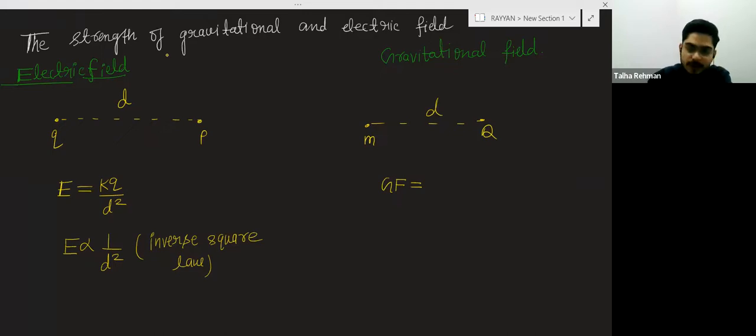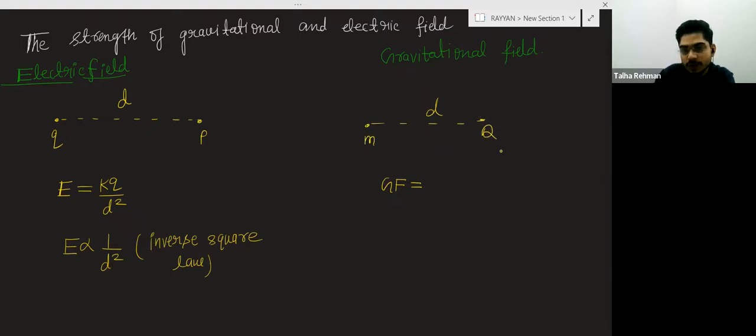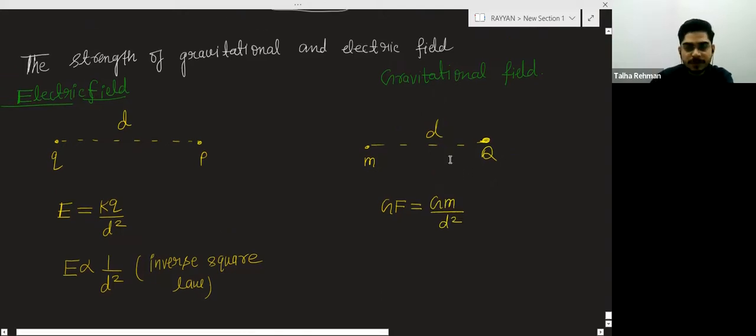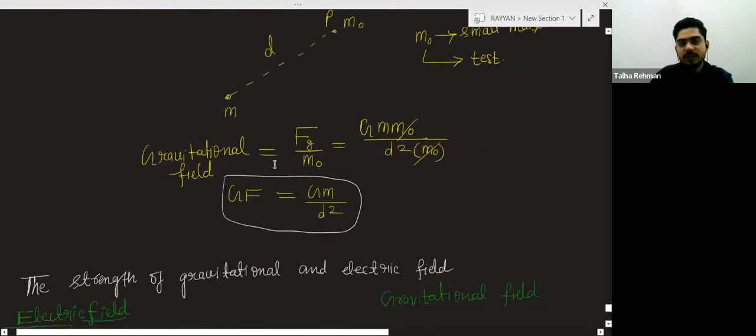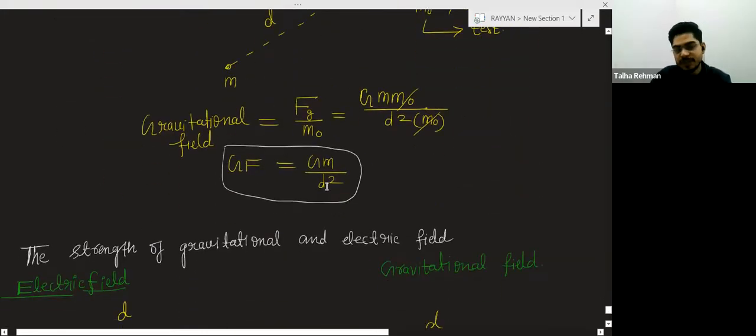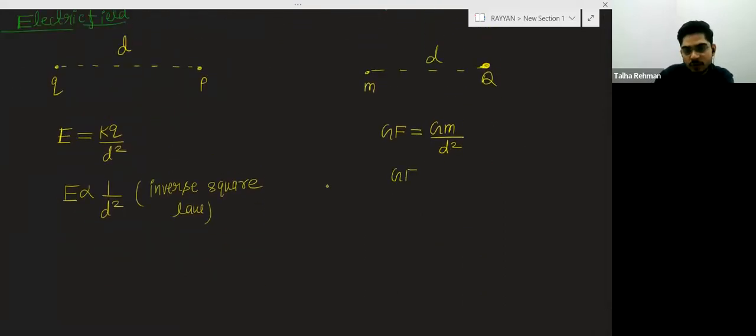G m1 m2 over d squared. No. See, due to this mass, the strength of the gravitational field at this point q will be G into m divided by d square. Simple. We have discussed this in the last class. See, E is equal to kq by d square. Gravitational field is equal to GM by d square. So basically, gravitational field is also following the inverse square law.